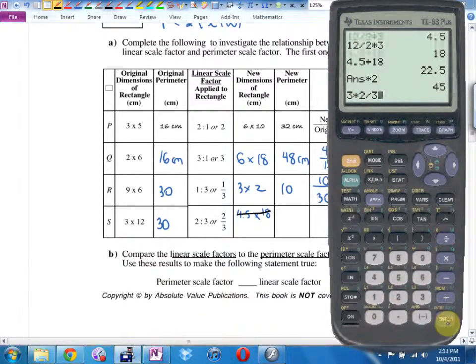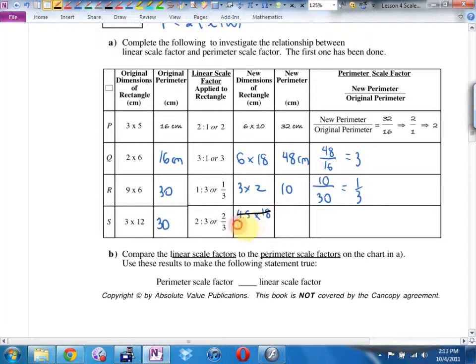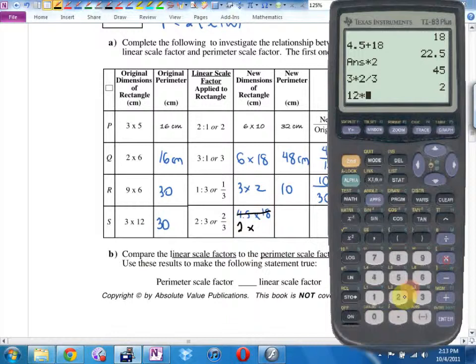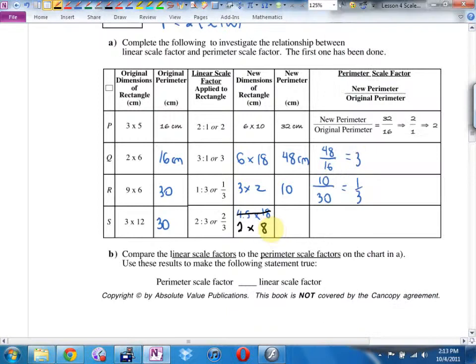It's going to be smaller. Take this 12 times by 2, divide by 3, and that's going to be a reduction. 2 by 8. It's 2/3 as big. What's the perimeter of a 2 by 8 rectangle? 10 times 2, 20.